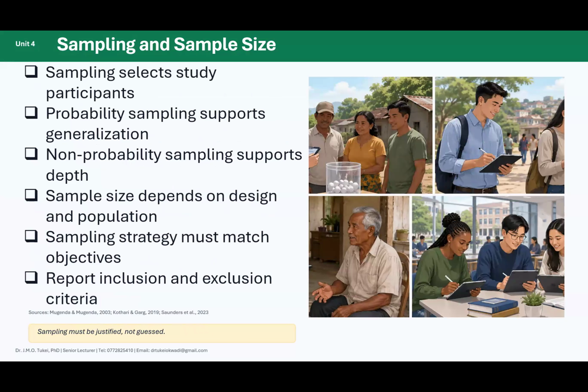Still within unit number 4, that's the methodology, I want us to look at key issues: sampling and sample size. The population is the full group.